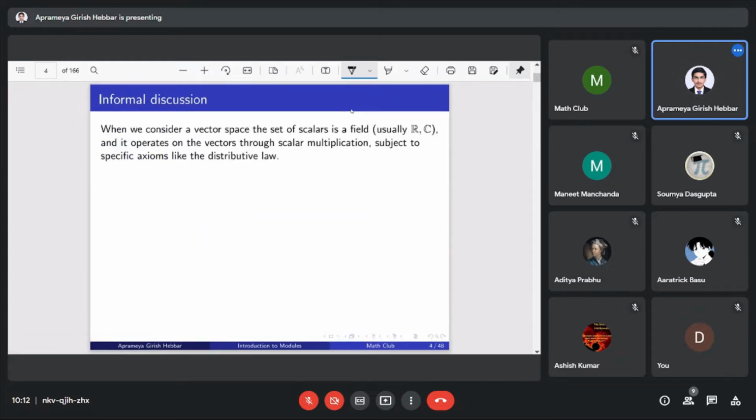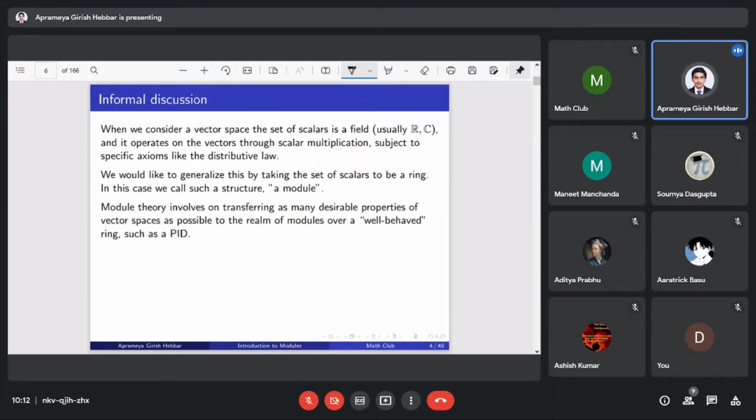So let's begin. Before we delve into the definition of modules, I'd like to have an informal discussion on why study modules. When we consider a vector space, the set of scalars is usually a field, so that will be R or C. And it operates on vectors through scalar multiplication. So you have multiplication and you have addition: addition between the vectors, and multiplication between the scalar field and the vectors. We would like to generalize this by taking the set of scalars to be a ring instead of a field.